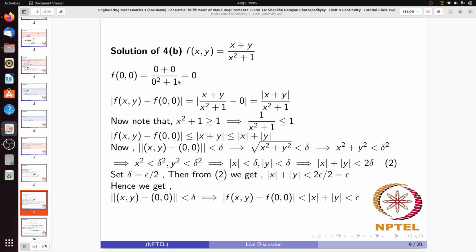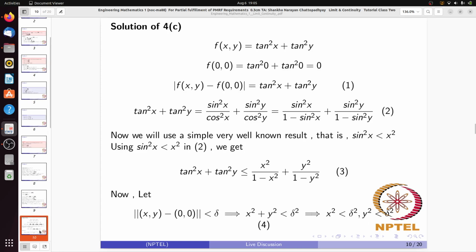So delta equals epsilon. Here also we are given some epsilon, and we have to find some delta such that whenever this norm is less than delta, it will imply that modulus of xy minus f(0,0) is less than modulus of x plus modulus of y, which is less than epsilon. So it is just an implementation of the epsilon-delta definition.